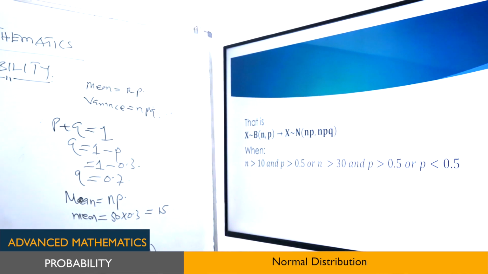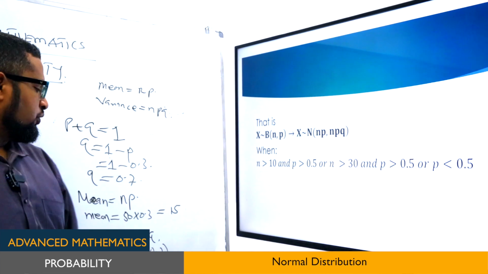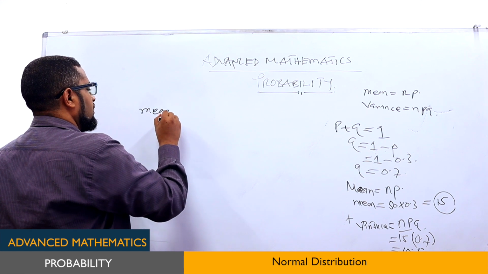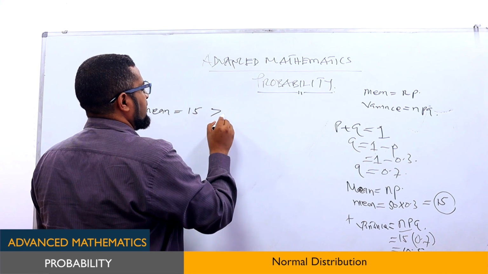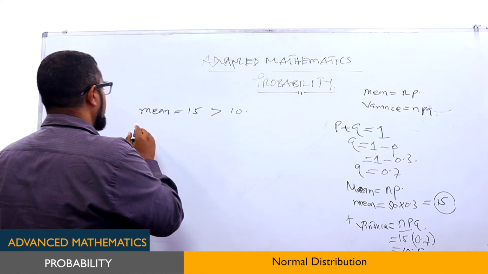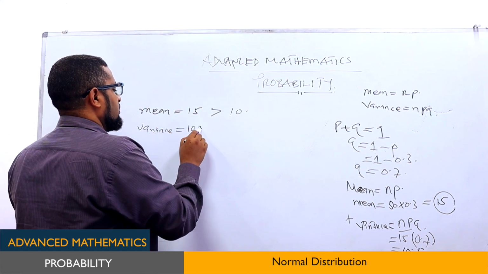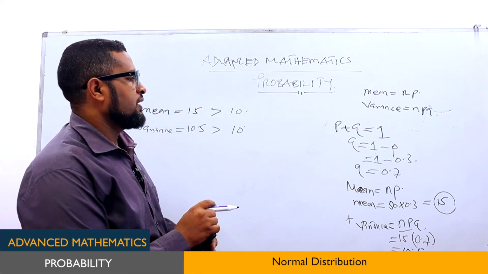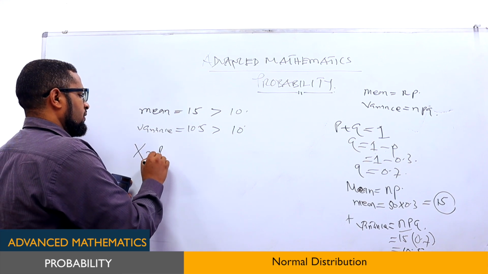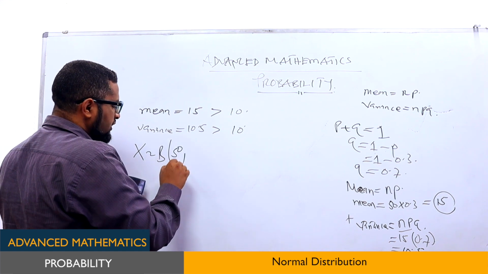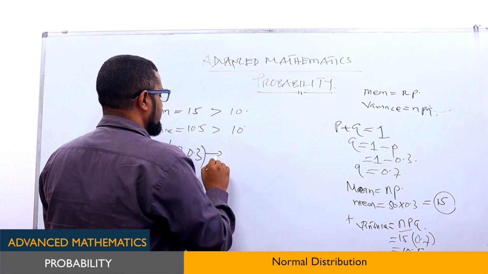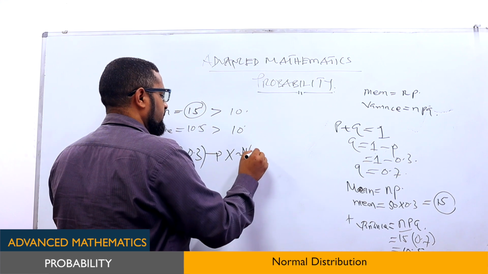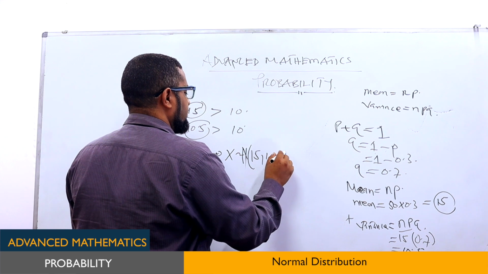Okay. Now let's go back to the condition. The condition is when np is greater than 10. So here, if you see, the mean, which is 15, is greater than 10. And also the variance, 10.5, is greater than 10. Now, we approximate the binomial, where our n was 50 and p was 0.3. This is the same as finding the variable approximately normal, but with a mean of 15 and a variance of 10.5.